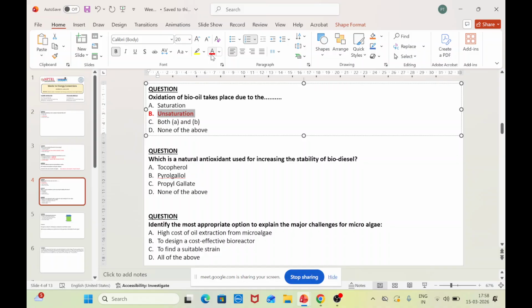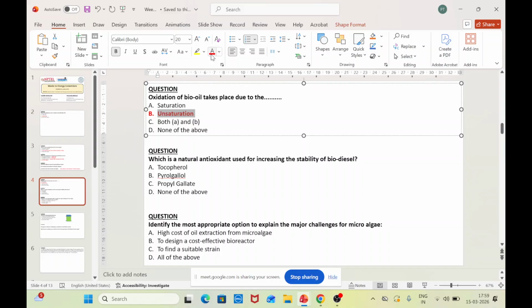In case of oxidation, it is defined as a process wherein electrons are lost. So for this question, oxidation of bio oil takes place due to the unsaturation that is present in the molecule, or you can say the fatty acid or the bio oil.